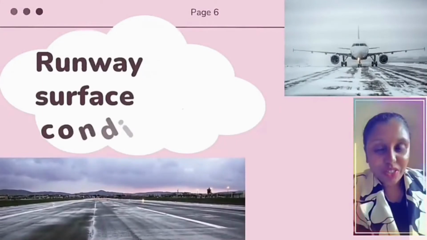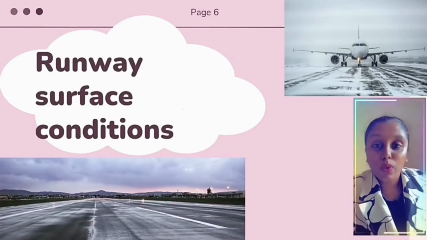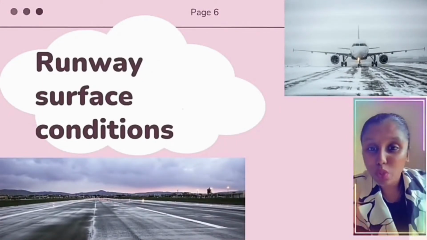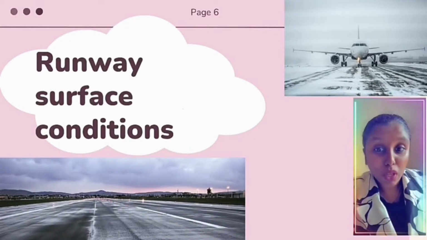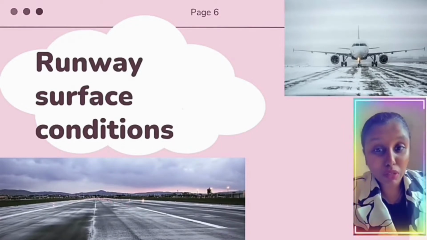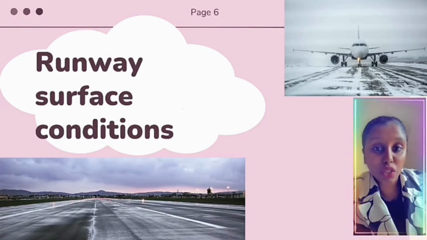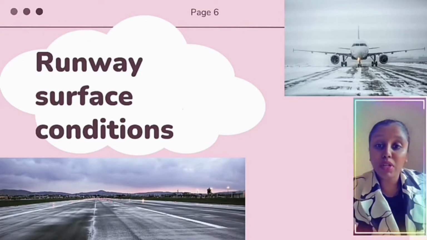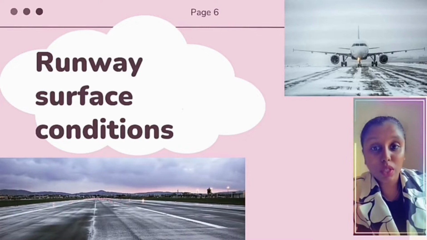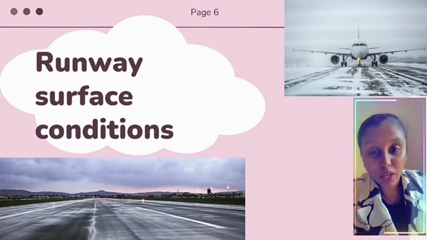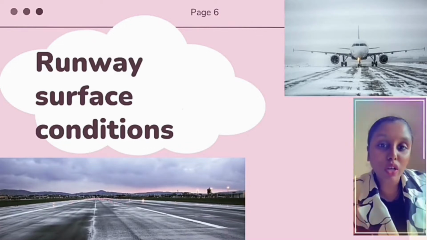For runway conditions, let's say the runway is covered with water or snow, or if there's standing water on the runway, this will increase the wheel drag. The wheel drag is related to the acceleration. If the wheel drag is great, the acceleration rate will reduce. So if the runway is wet, for instance, it will reduce the rate of acceleration. Thus, it requires a longer runway distance.